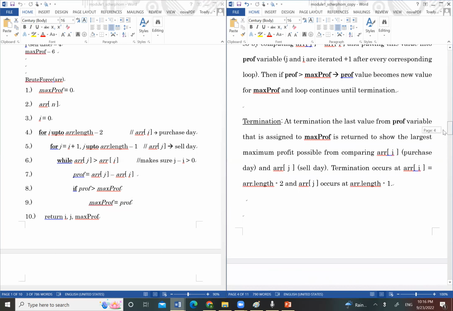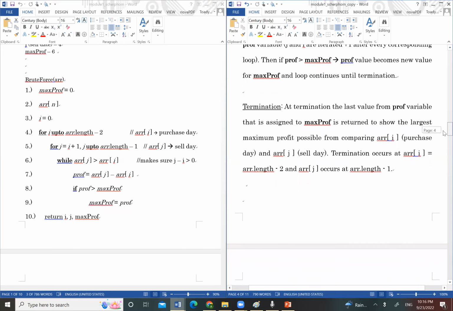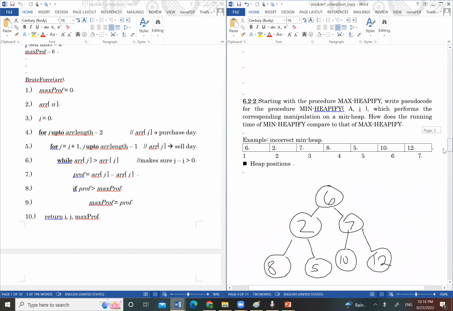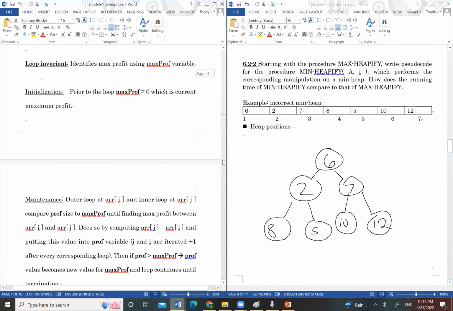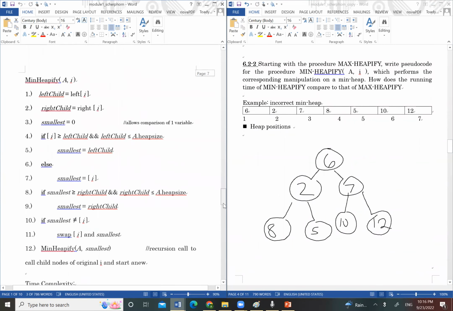So that is for chapter 4, the brute force. Now let's go to chapter 6. Let me scroll over here as well, so you can see my pseudocode. Here we are. Okay, so back to the brain.